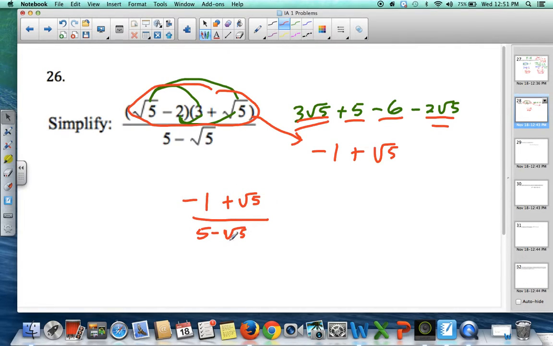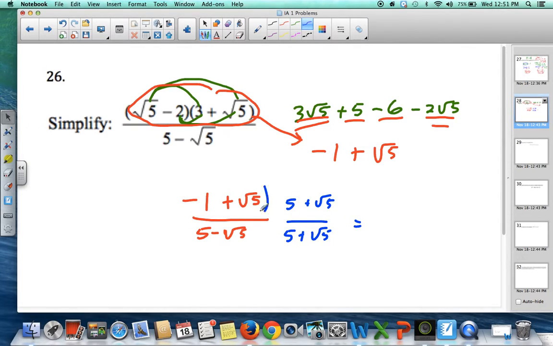Now I still have square roots in the bottom of my fraction. I want to get rid of those. So the method we learned to do that was to multiply top and bottom by the conjugate of the bottom. So the conjugate of the bottom is 5 plus the square root of 5. So 5 plus the square root of 5.